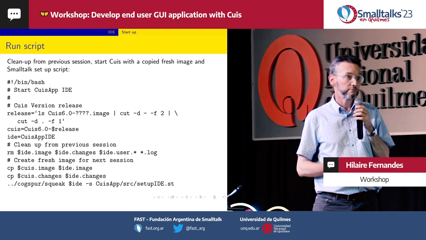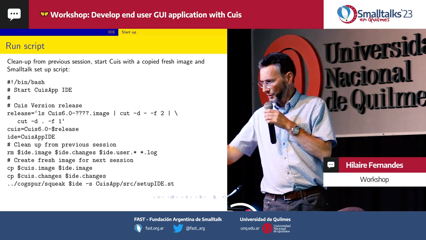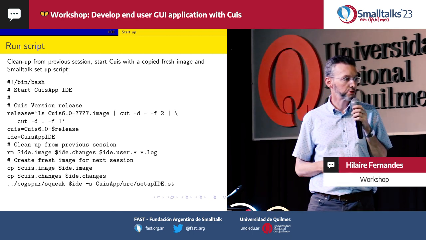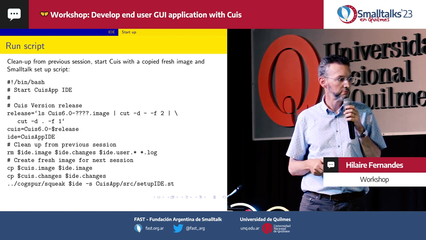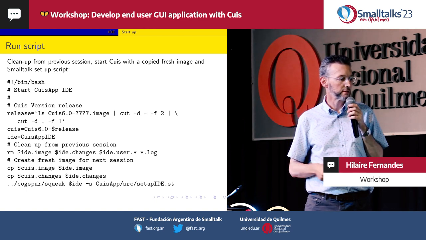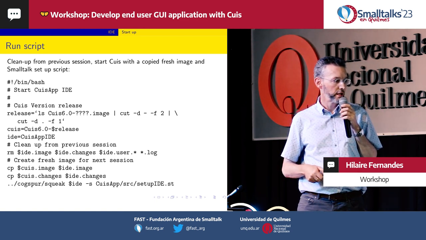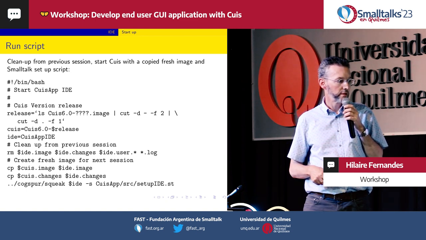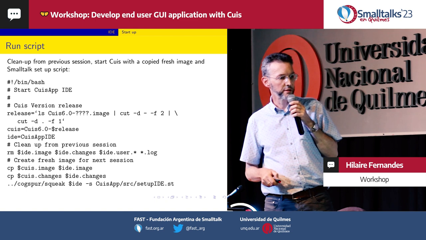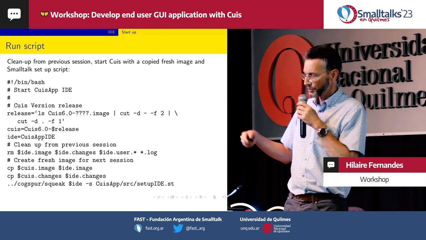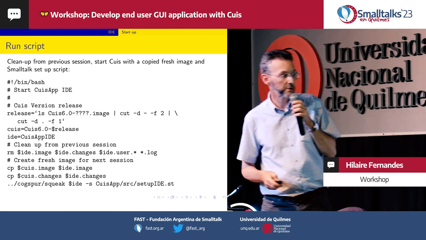So, this is a small bash script. It is in the repository. So we just search for the latest image. We don't need to care about that. It will just clean up the previous session. It will make a copy of the image. Then it will start a script with a starting script here. We have a small startup script. So all the job to customize the image will be done in this script.